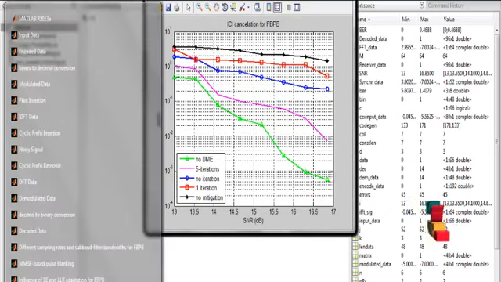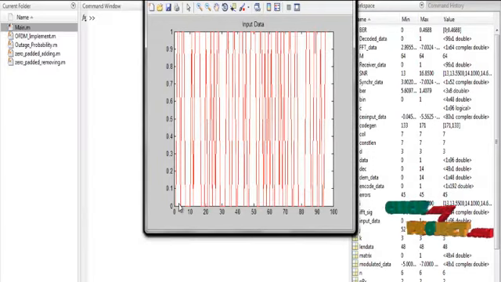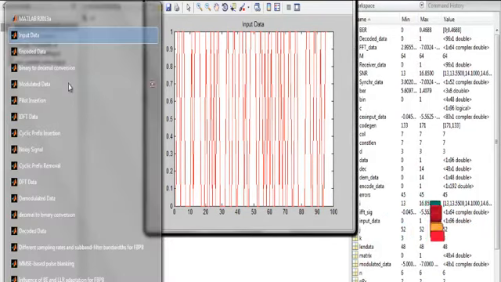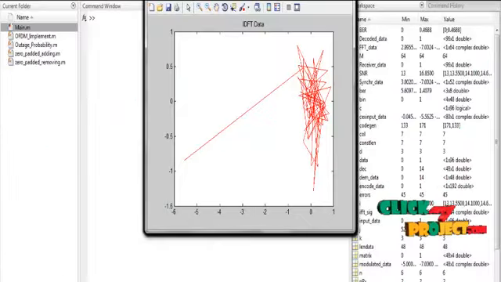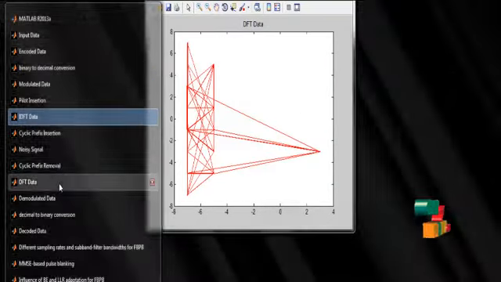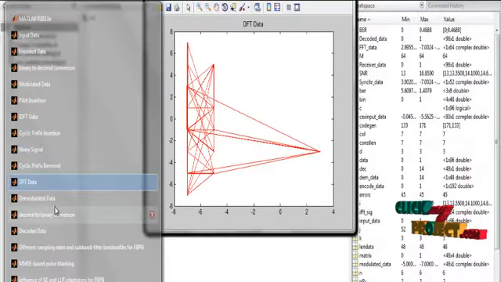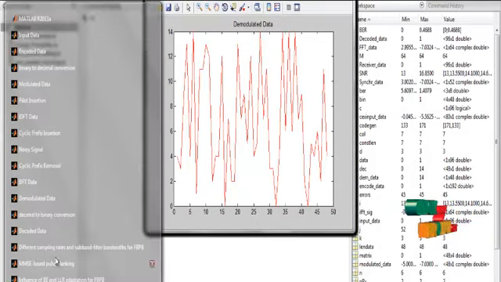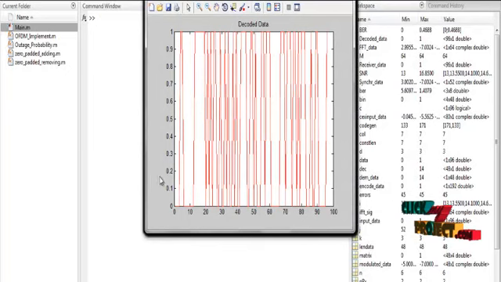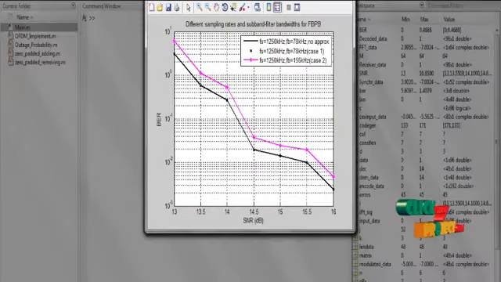Now we see the outputs. This is input data, encoded data, IDFT data, DFT data, demodulated data, and at last this is decoded data. Now we discuss the performance of the process.